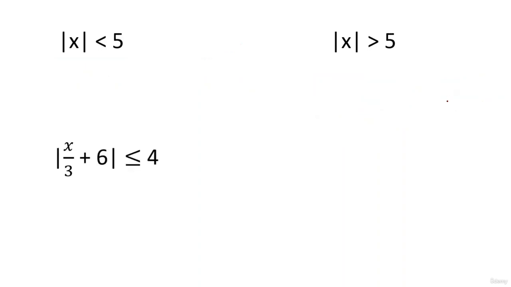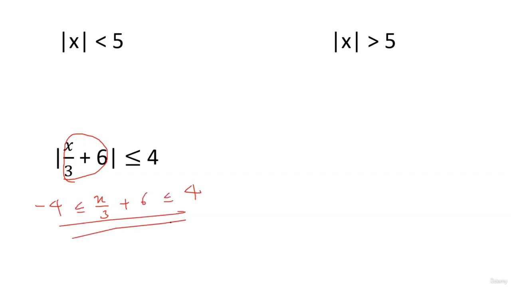So mod of x by 3 plus 6 is less than equal to 4. Just now we saw that mod अगर less than equal to 4 रहेगा, that means this part inside the mod will be lying between -4 to 4. So basically x by 3 plus 6 will be lying between these values, right? But अब ये value, it is not for x, right? It is x by 3 plus 6. तो हम लोग क्या करेंगे यहाँ से? We convert this to x.